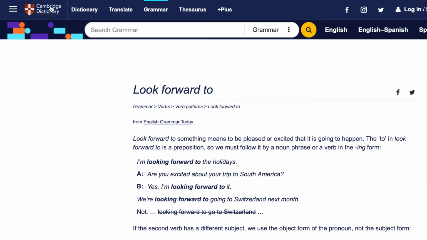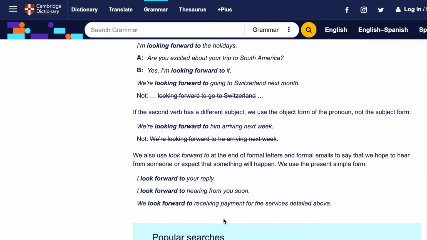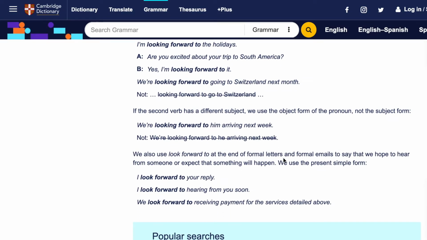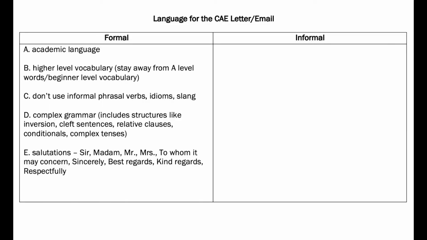Hold up, pause. I look forward to hearing from you. You need the gerund after the phrase look forward to. Don't believe me? Girl, I brought receipts today from Cambridge themselves. That's one of the biggest mistakes I come across. Yes, after I look forward to, we need the gerund. And then use a proper close: Sincerely, your name, best regards, and here's some more.